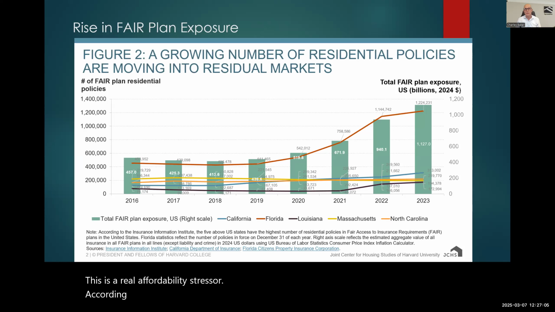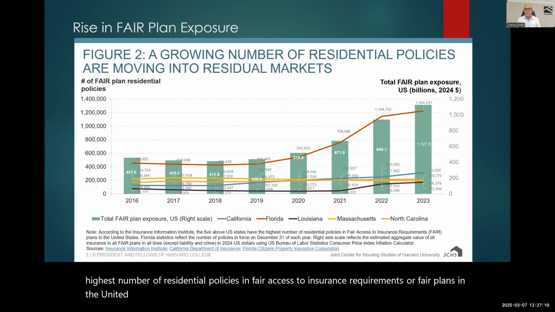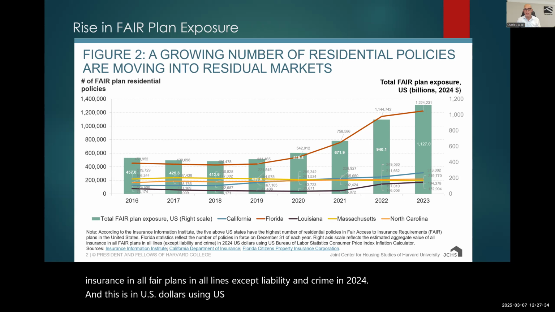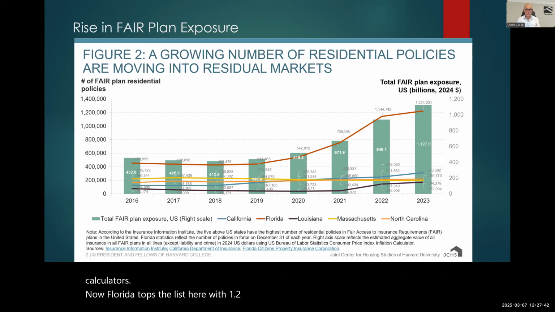According to the Insurance Information Institute, the 5 U.S. states cited here have the highest number of residential policies in fair access to insurance requirements, or FAIR plans, in the United States. The right axis scale reflects the estimated aggregate value of all insurance in all FAIR plans in all lines, except liability and crime in 2024. And this is in US dollars using US Bureau of Labor Statistics Consumer Price Index inflation calculators. Now, Florida tops the list here with 1.2 trillion in exposure, and that's followed by California with 313 billion.